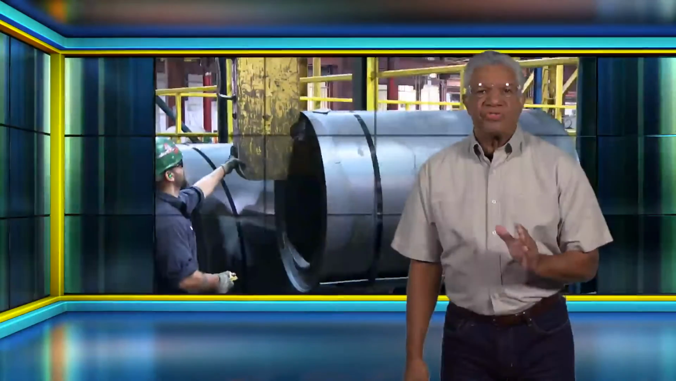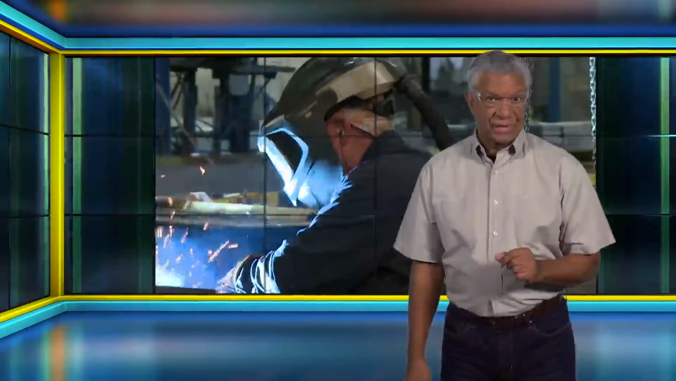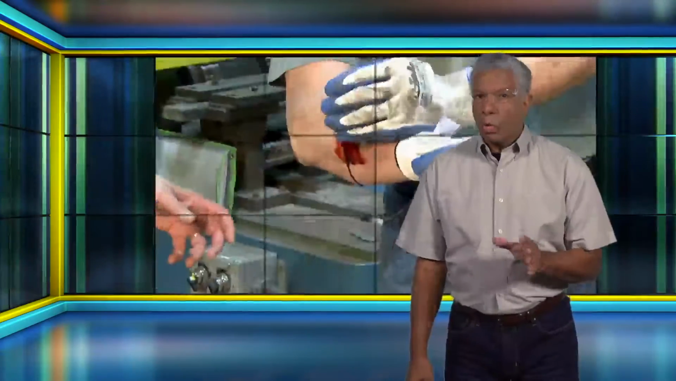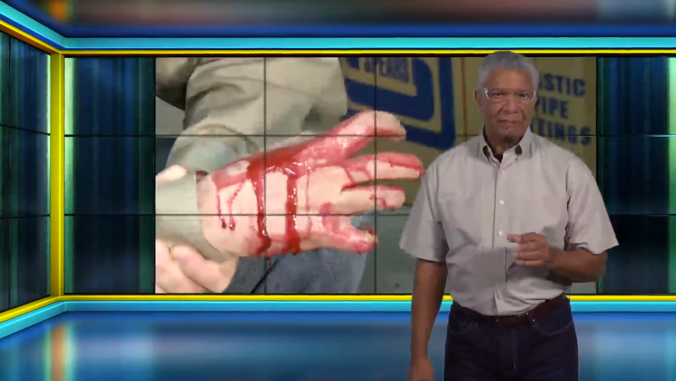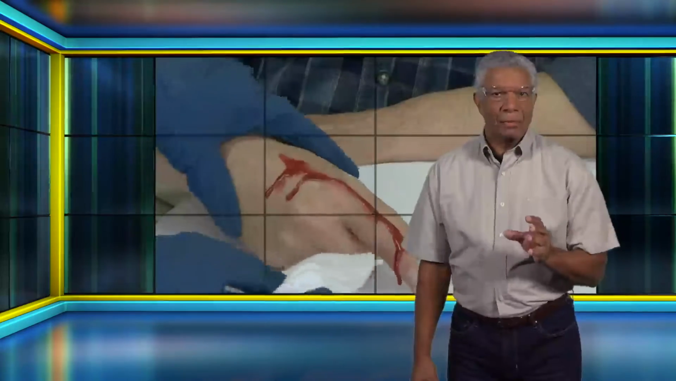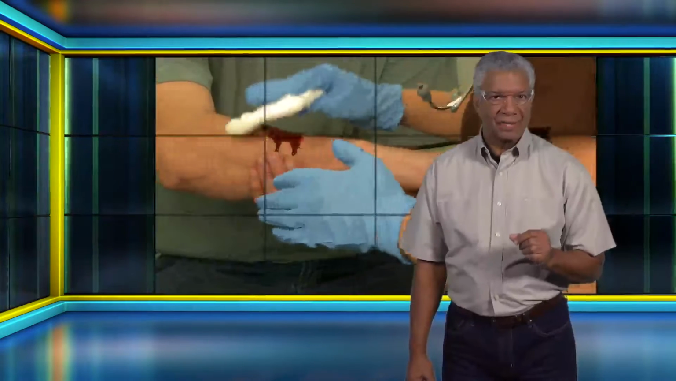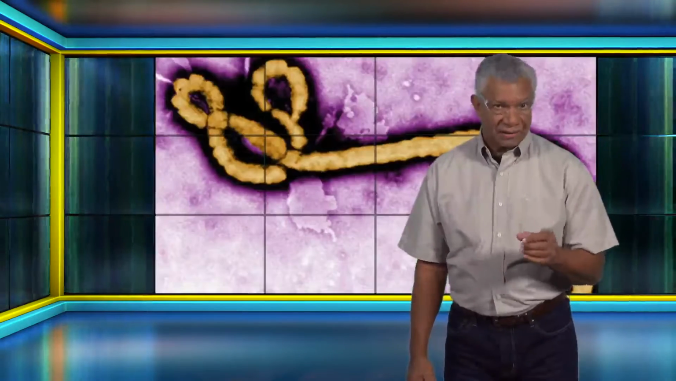Our workplace is full of hazards that can hurt us or kill us. One such hazard is the one presented by bloodborne pathogens. Bloodborne pathogens are tiny microorganisms in human blood that can cause disease in humans. These pathogens include, but are not limited to, hepatitis B virus, hepatitis C virus, and human immunodeficiency virus, HIV.